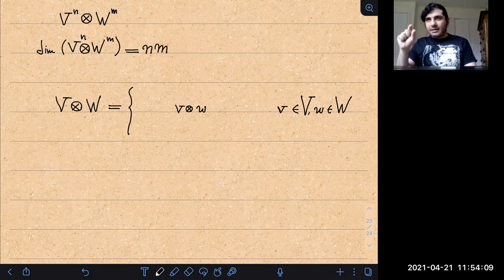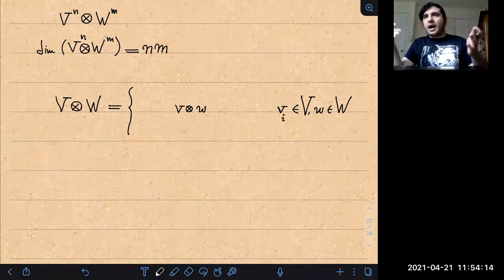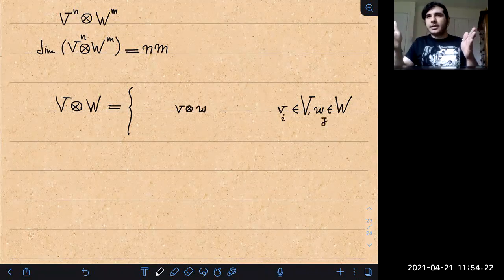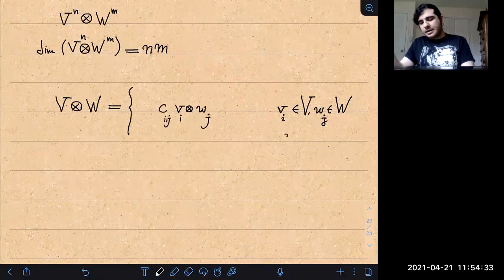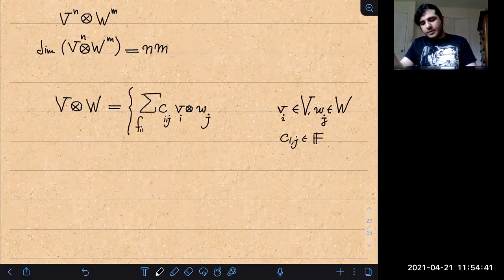So for example, rather than taking one vector V, we can take some number of vectors Vi and some number of vectors Wj and just put them next to each other, Vi tensor Wj, and then multiply them by some scalar from the field. I showed that with Cij. So Cij is in our field. And then we can look at their sum, where this is a finite sum. So I'm assuming we are taking finitely many vectors in V and finitely many vectors in W. Okay.